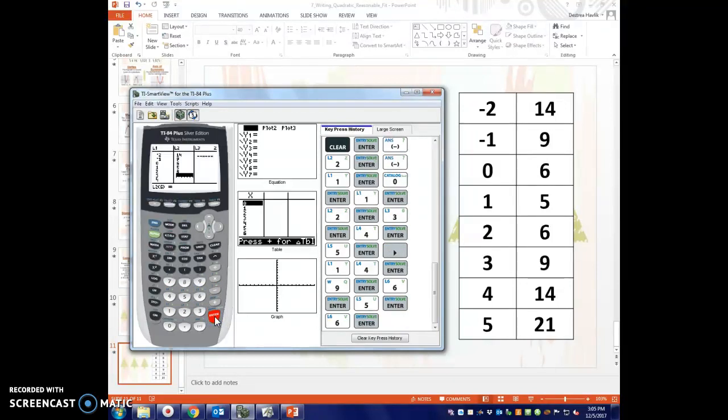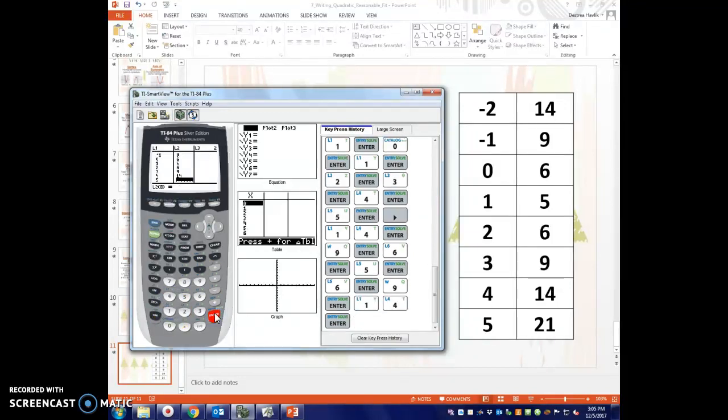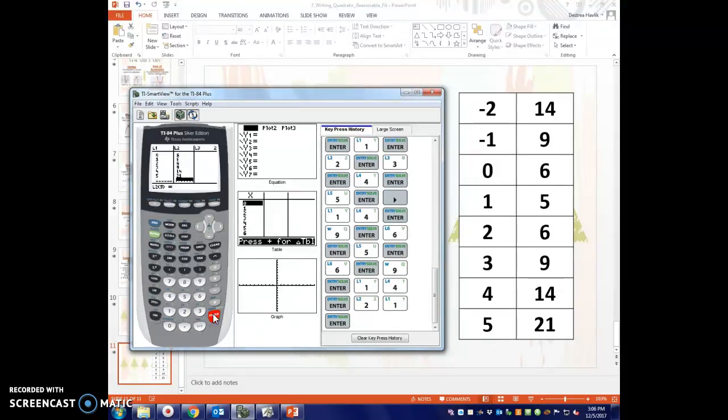6, enter. At 3, we had 9. 9, enter. 4, we had 14. Enter. And at 5, we had 21. Enter. So be sure you have all of those in there. Pause this if you don't have them all in yet.